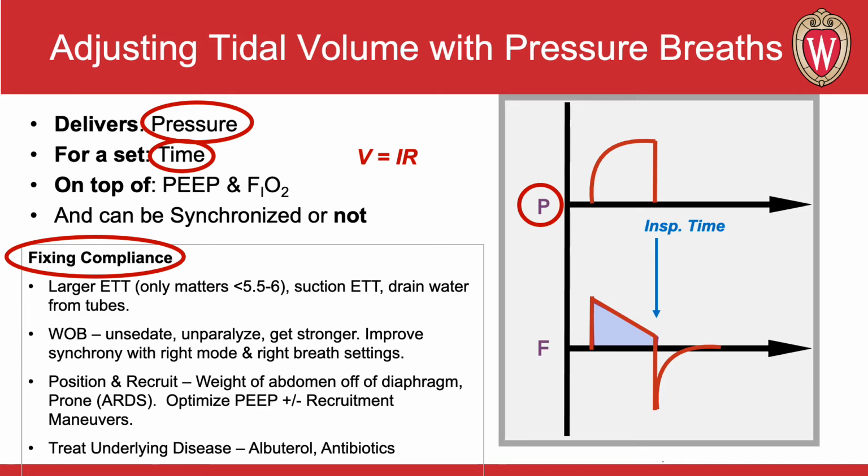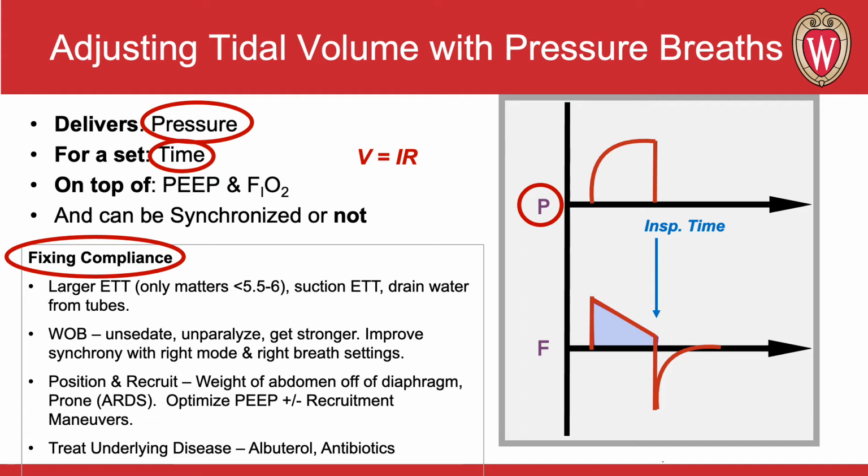And finally, with V equals IR, we can fix the R, or the compliance. That means we can put in a larger endotracheal tube. This really only matters in pediatric tube sizes. We can suction out the endotracheal tube if there's mucus there, drain water from the tubes, other things like that. Those are small factors.